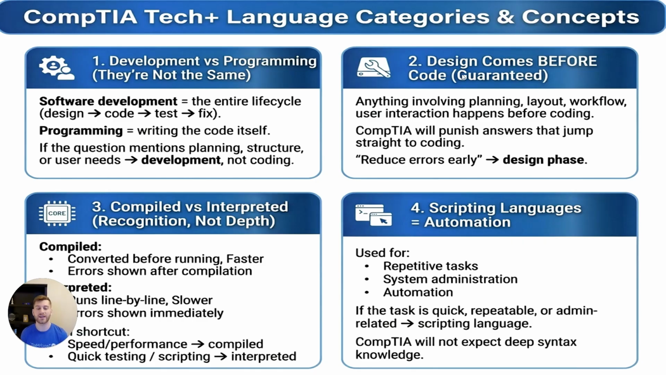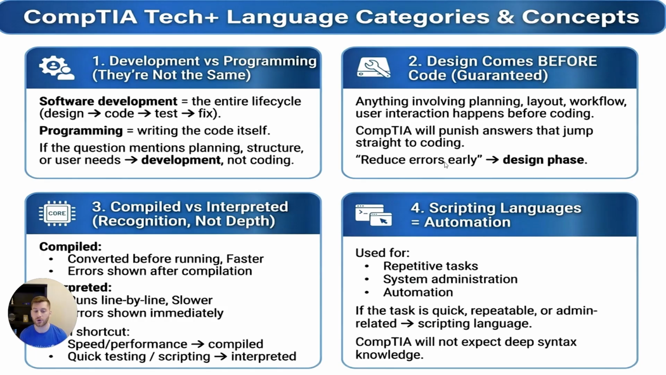Number two is design comes before coding. We never ever code before we know the actual software design and the needs of the software. Anything that involves planning, layout, workflow, user or customer interaction, gathering business or customer needs happens before we actually code. CompTIA will punish answers that jump straight to coding. So make sure that you read all the questions as we always do. And when you're reading questions specifically talking about coding or design, that you focus on understanding that coding is just one step of the whole process.